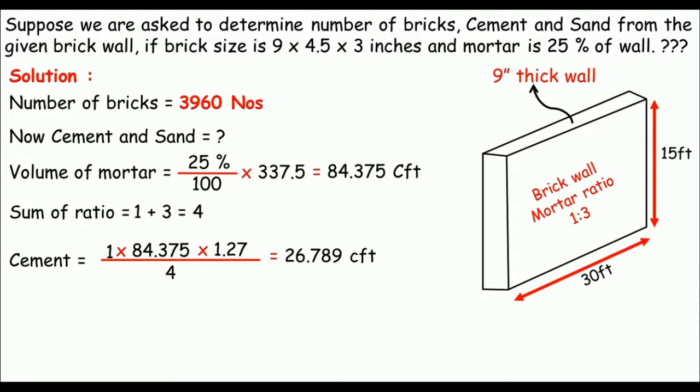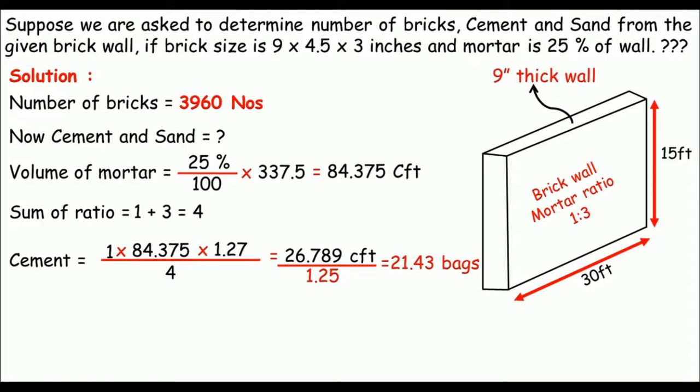And to convert this CFT value into bags, we have to divide this by the volume of 1 bag. That's over here in Pakistan 1.25 CFT. I mean, the volume of 1 cement bag is 1.25 CFT over here in Pakistan. You can use your country's bag volume, no problem. We'll get, of course, 21.43 bags just for the same wall.